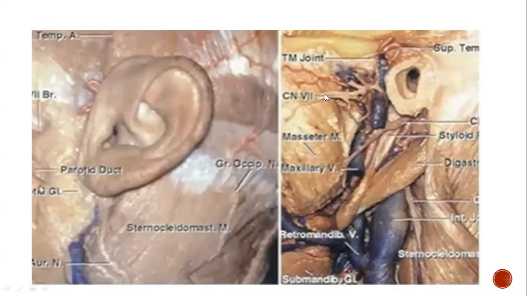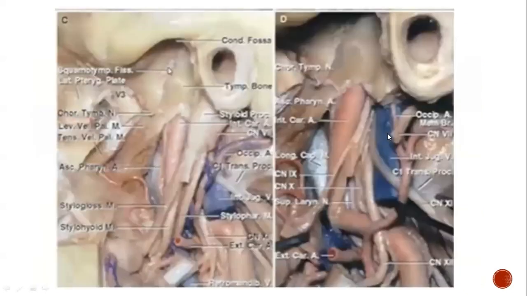Here we can see the cranial nerve 7, which we previously saw exiting from the stylomastoid foramen, which was slightly lateral to the jugular foramen. And here we have the internal jugular vein, which is traversing in the jugular foramen. So now here we can see its relation to the internal carotid artery. We saw that the carotid canal is anterior to the jugular foramen. So here we have the internal carotid artery, and here we have the internal jugular vein.